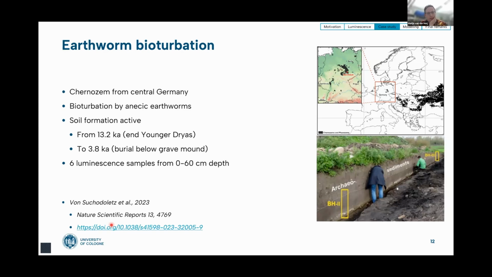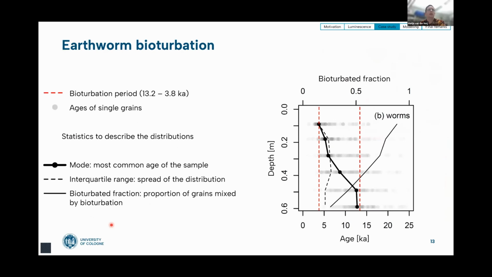We took 6 luminescence samples from different depths in the soil. And we could use this to look at the age and depth patterns of this soil. On the graph on the right, on the y-axis, you see the depth below the surface, so 0 would be the surface up to 60 centimeters depth. And the x-axis has the age of the sample, ranging from 3.8 thousand years on the left up to about 13.2 thousand years on the right side.